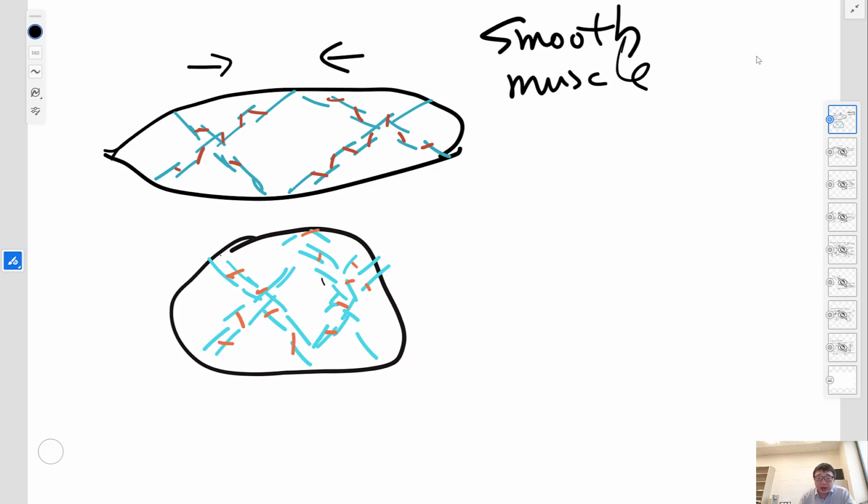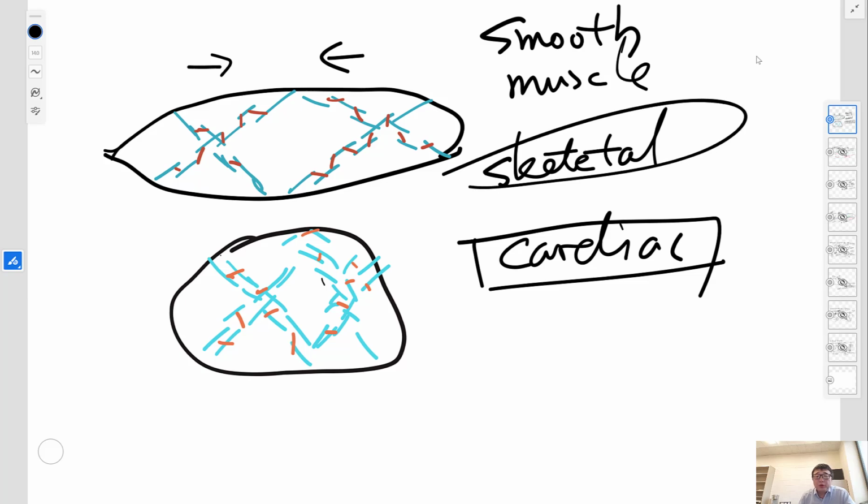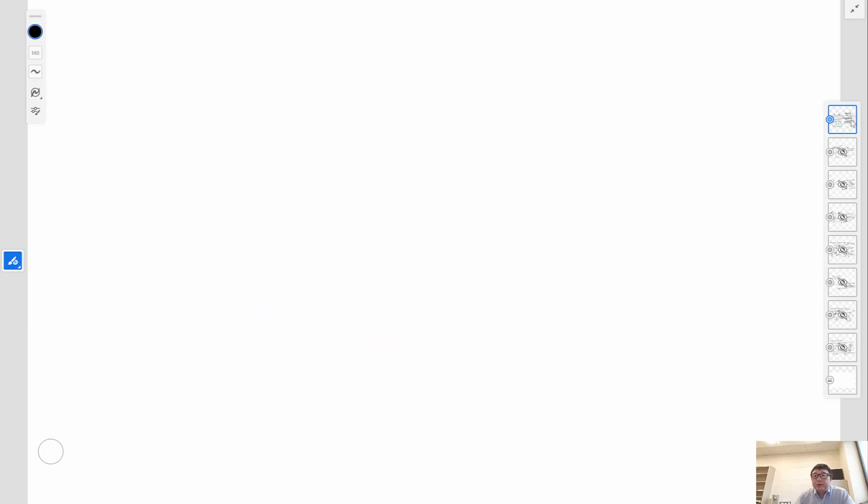And what other kinds of muscles do we have? Besides smooth muscle, there are skeletal muscle and cardiac muscle. Cardiac muscle we'll talk about next semester. Here, next we focus on the skeletal muscle. And we can tell for sure skeletal muscle is stronger and faster in response compared to smooth muscle.